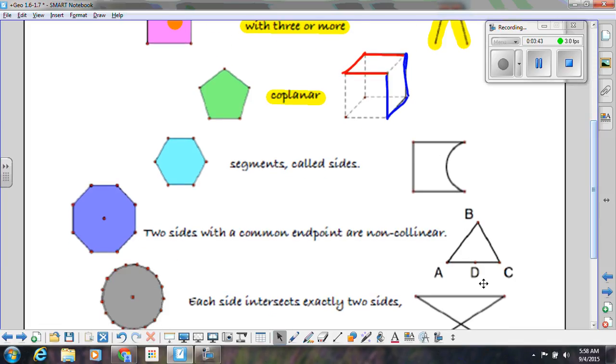Alright, now the sides have to be segments, so I think we knew that. But that's what makes that circle not a polygon, because it can't have any curved sides like that.